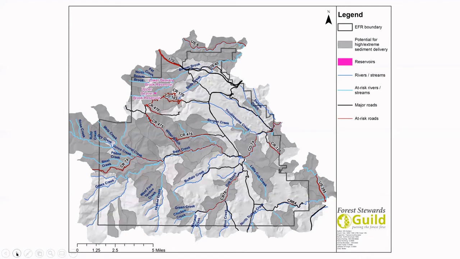So we were able to locate where there's reservoirs and where there's major roads that are in watersheds where there's predictions for high to extreme sediment delivery, because a lot of the wildfires in Colorado, when there's post-fire erosion, it takes out some of these mountainous roads and causes a lot of disruption for months and even years after the fire event.